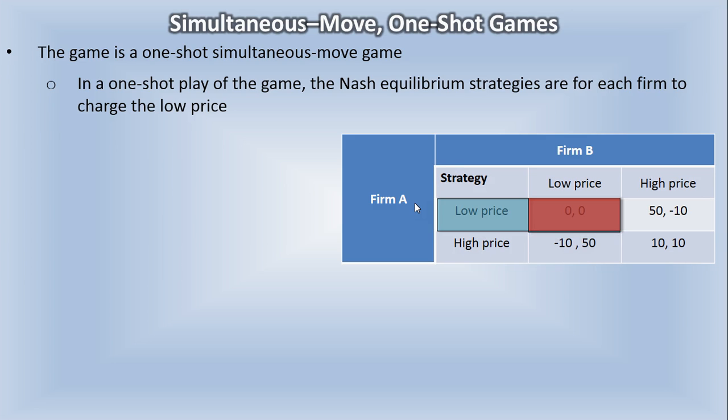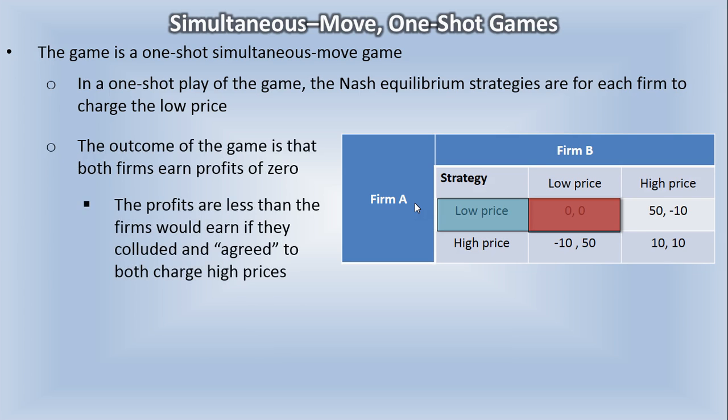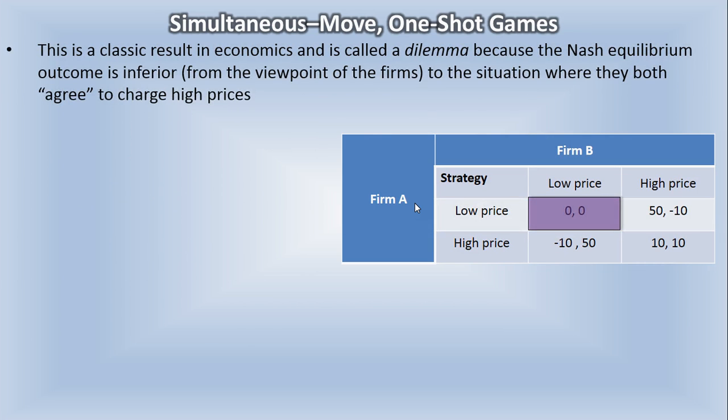All right, so we've identified that both have dominant strategies in this particular type of pricing game, which is a Bertrand pricing game, and there's a Nash equilibrium for both firms to charge low prices. So both firms charge low prices. The outcome of the game is that both firms earn 0 economic profits. The profits are less than the firms would earn if they colluded and agreed to both charge high prices. Again, this is a classic result in economics. It's called the prisoner's dilemma because the Nash equilibrium outcome is inferior from the point of view of the firms to the situation where they both agree to charge high prices.